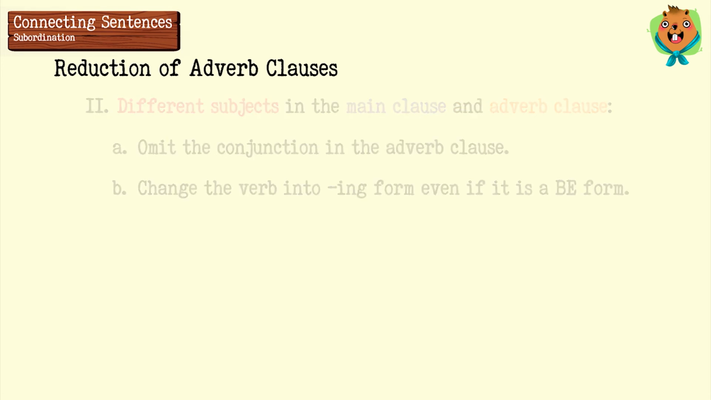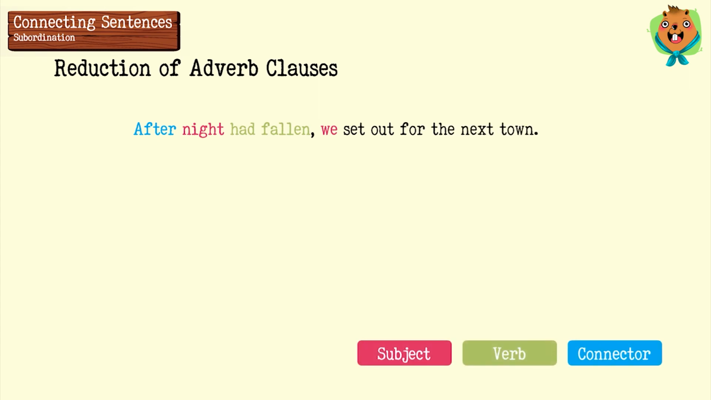For example, "After night had fallen, we set out for the next town." As you can see, we have different subjects here in both clauses. In the adverb clause, you have "night," and in the main clause, we have "we." Now, in order to reduce this, we have to omit the conjunction, in this case "after," and then turn the verb in the adverb clause, "had fallen," into verb ing form. So the reduced clause would be, "Night having fallen, we set out for the next town."